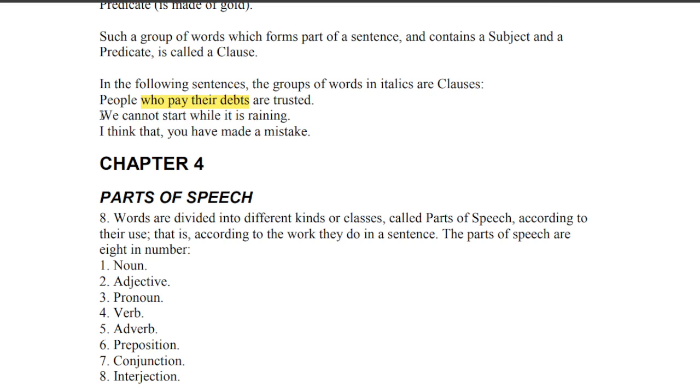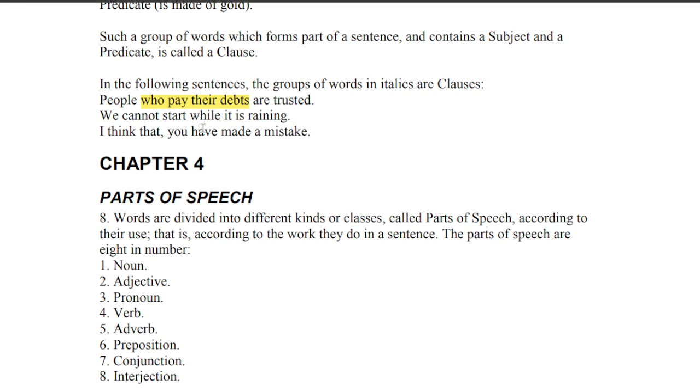Similarly, examine the statement: we cannot start while it is raining. We is the subject. Cannot start while it is raining is the predicate. But within this predicate, we can also identify another subject and another predicate. It is the subject. Is raining is the predicate. So it is a complete sentence within another sentence. It is a clause.